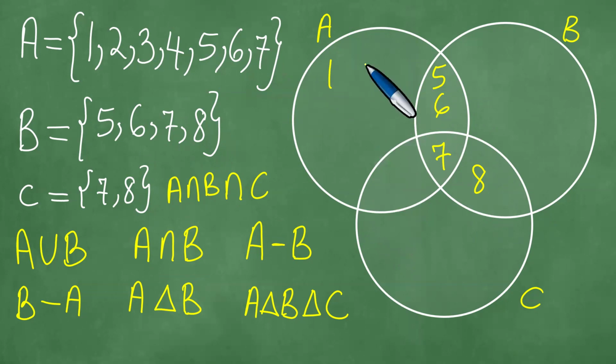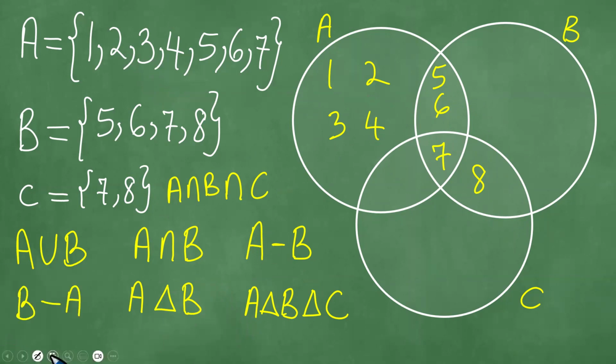But there are 1, 2, 3, 4. So 1, 2, 3, and 4 are in A. So A contains 1, 2, 3, 4, 5, 6, and 7. B contains 5, 6, 7, and 8. And C contains 7 and 8. Okay. So now we continue to analyze this.